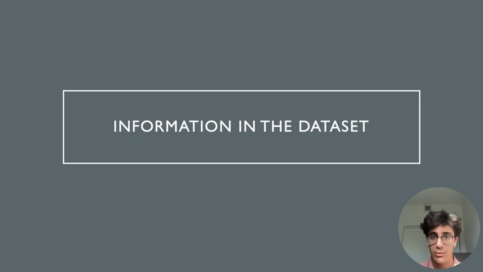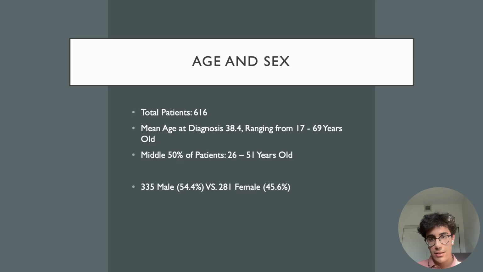Now, walk through the actual data set we work with: 616 Hodgkin lymphoma patients from BC Cancer. So the mean age at diagnosis was 38.4, and the youngest patient was 17 years old, and the oldest patient was 69 years old. The middle 50% of patients, so the 25th to 75th percentile, fell between about 26 and 51 years old, which is consistent with Hodgkin lymphoma's known bimodal age distribution of young adults and older adults.